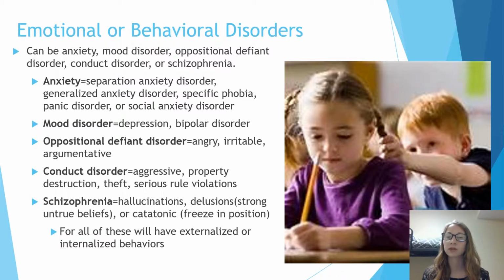And then there's schizophrenia, where you'll have hallucinations, which is you see or hear something that's not there, delusions, or you can freeze in strange positions, which is called catatonic. And then for all of these, there's externalized behaviors, which other people can see, or internalized behaviors, which would be like behaviors you direct inward.